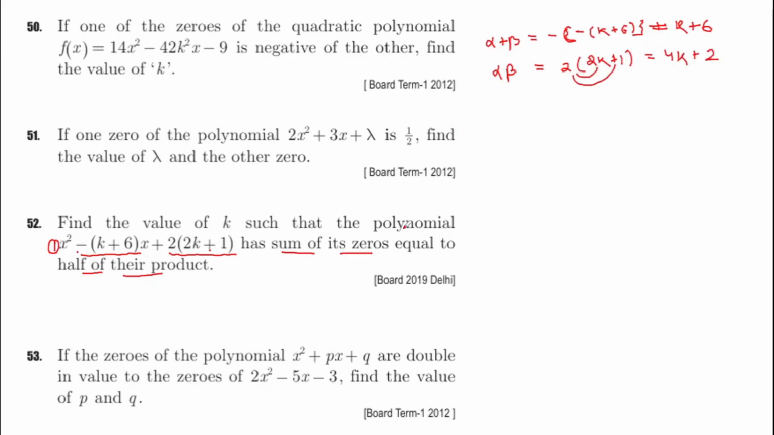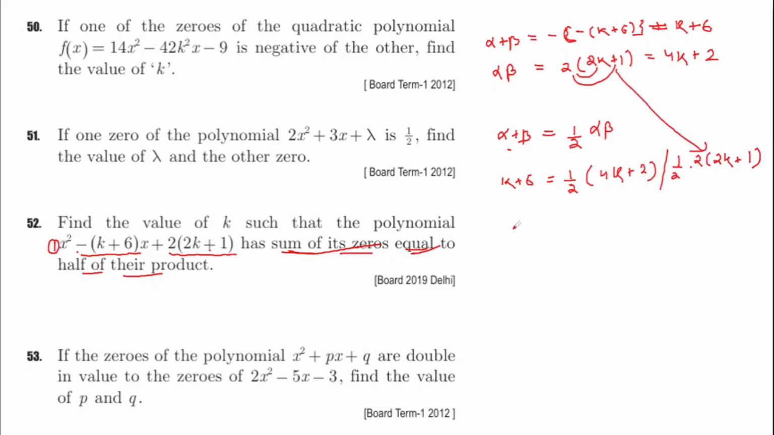Okay. Now, according to the question, it is given to us that the sum of its zeros, that means alpha plus beta, is equal to half of their product, that is alpha into beta. So in place of alpha plus beta, put the value k plus 6, and half is there, and here you will have 4k plus 2, or you may write this like this, half into 2 into 2k plus 1. Okay, this one.